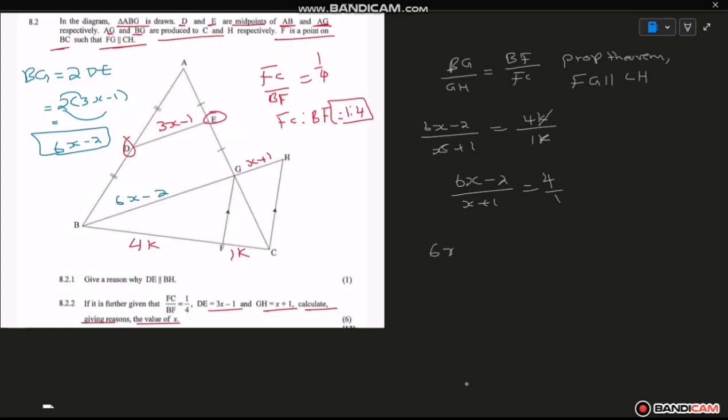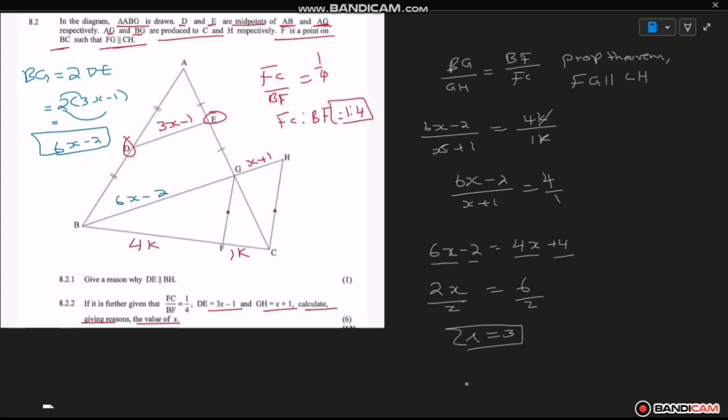Then let's cross multiply. 6x minus 2 equals 4x plus 4, by cross multiplication. Then 6x minus 4x gives 2x, and 4 plus 2 is positive 6. Then we divide both sides by 2. We know that our answer is 3. So that's the value of x.